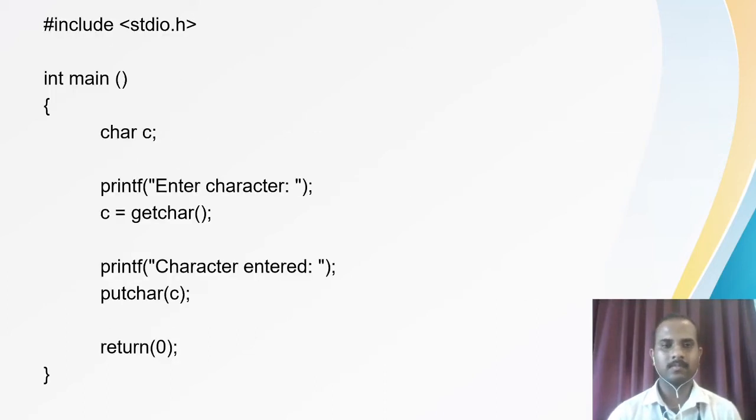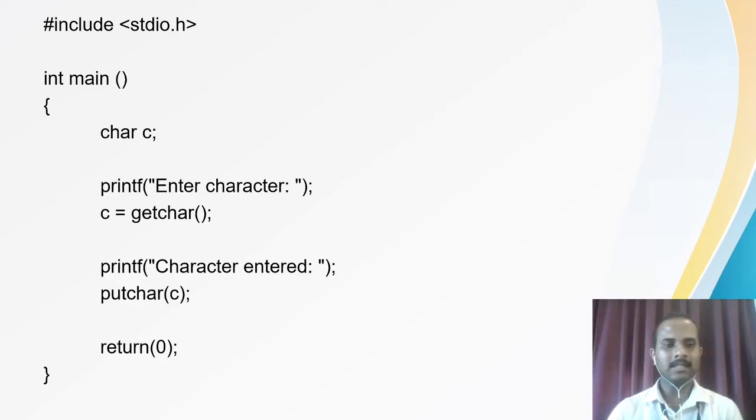So this is one of the programs where I have used getChar and putChar. getChar is used to get the character and putChar is used to display the character. I have used this simple program to explain getChar and putChar. getChar gets the character from the keyboard, and putChar displays the character on the screen.